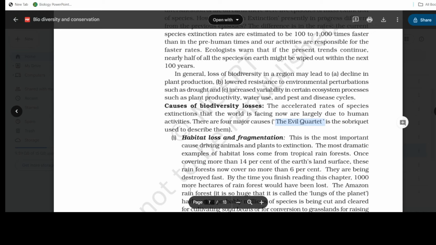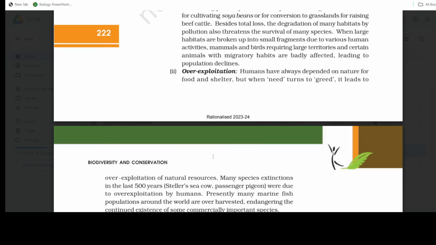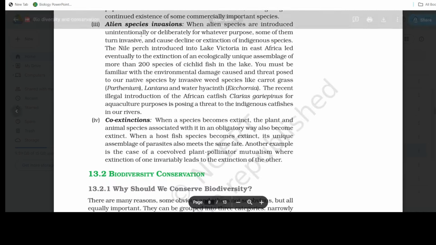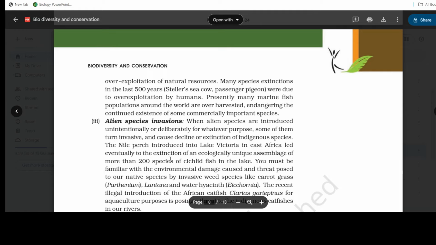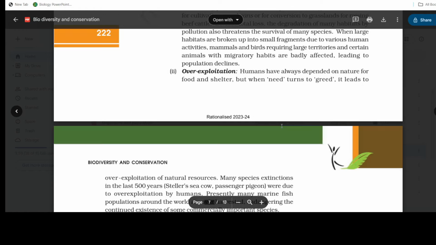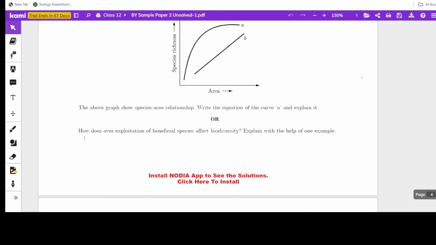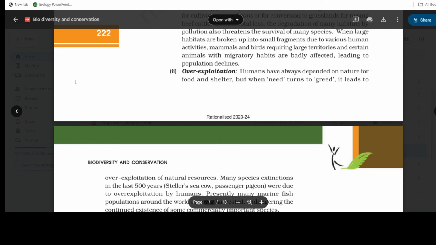One is habitat loss and fragmentation. The second one is overexploitation. The third one is alien species invasions. And the next one is co-extinction. So here the question is regarding overexploitation. Let's read the question once again. How does overexploitation of beneficial species affect biodiversity? So it is one of the causes of loss of biodiversity.